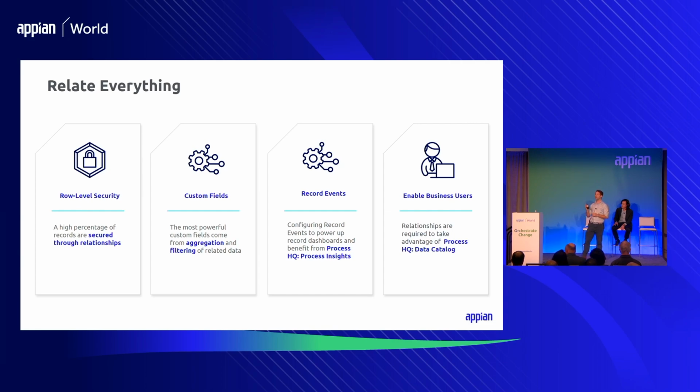So if I can see that customer, when I go to set up security on my case, I can see the case if I can see the customer, and I can see the note if I can see the case, if I can see the customer. So that feature becomes vastly more valuable when you start relating more records together. Another one is custom fields.